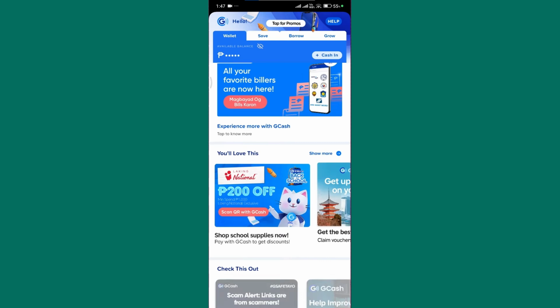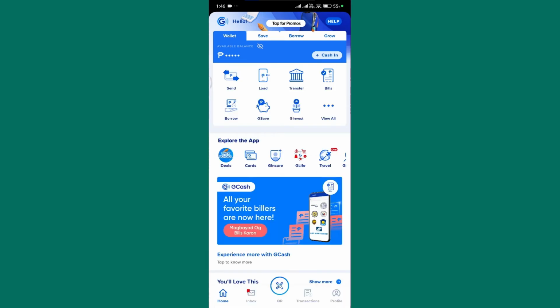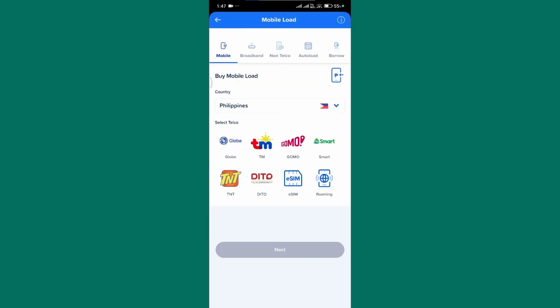However, one alternative is to go to GCash and purchase DITO load. Here, you can select DITO as the provider, choose your load amount, and pay via GCash. But keep in mind, this is only from GCash to DITO, not the other way around. You can also give your DITO load to friends and family in exchange for GCash. This is one way to convert DITO load into GCash funds.